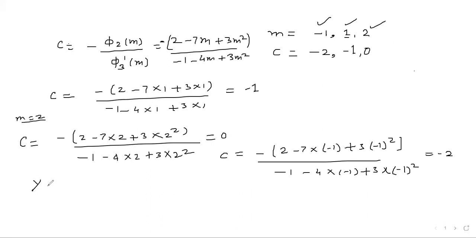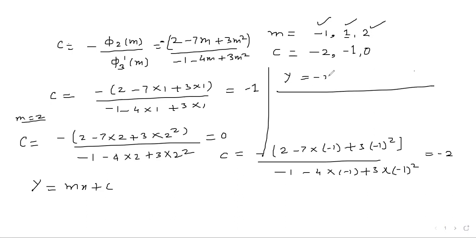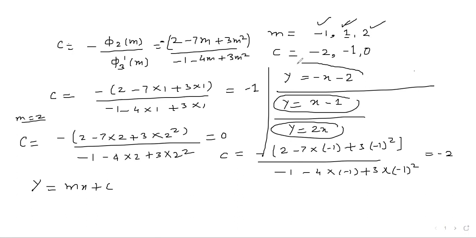Now, as we know, oblique asymptotes are y equal to mx plus c. So three asymptotes are possible. For m equal to minus 1, c equal to minus 2, the first asymptote is y equal to minus x minus 2. For m equal to 1, c equal to minus 1, y equal to x minus 1. And for the last one, when m equal to 2, the third asymptote will be y equal to 2x plus c, where c is 0. So these three are the oblique asymptotes.